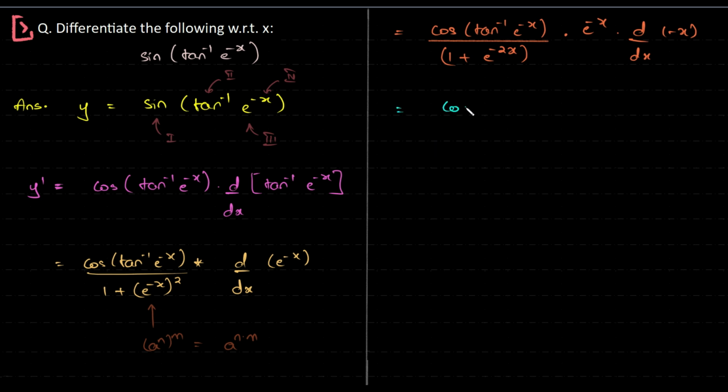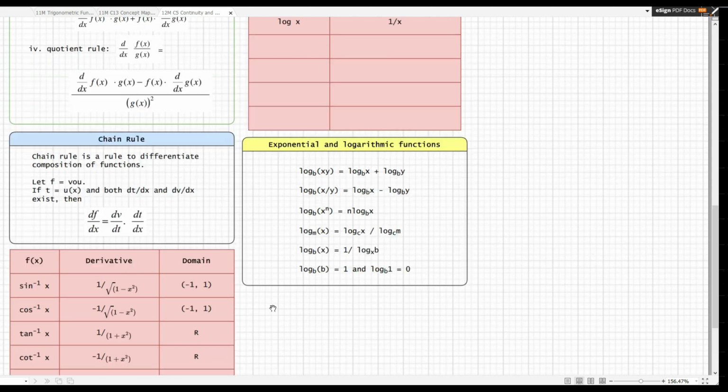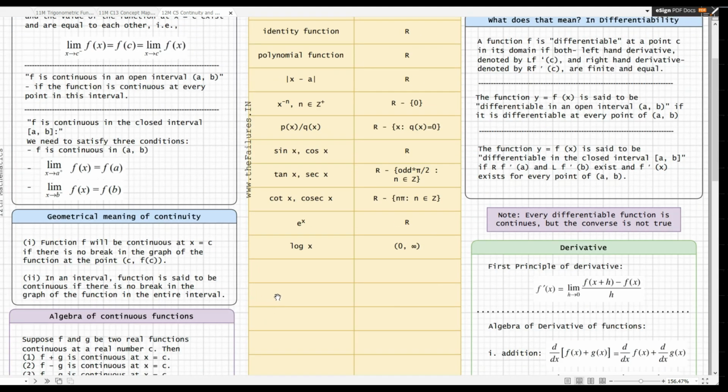So we have this to be cos of tan inverse of e to the power of minus x divided by 1 plus e to the power of minus 2x into e to the power of minus 2x, and when I differentiate this, I'll get minus 1 into differentiation of x, that is 1. Remember, we can remove the constant when we are deriving, right?